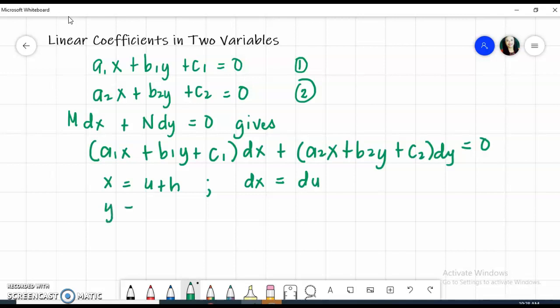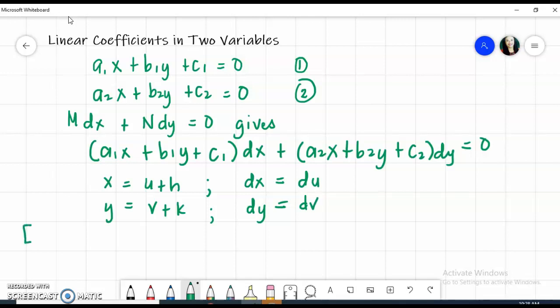Then we have y is equal to v plus k, where v is a variable and k is a constant. Therefore, in getting the derivative, we have dy is equal to dv. Now, substituting these equations in the differential equation gives the following.